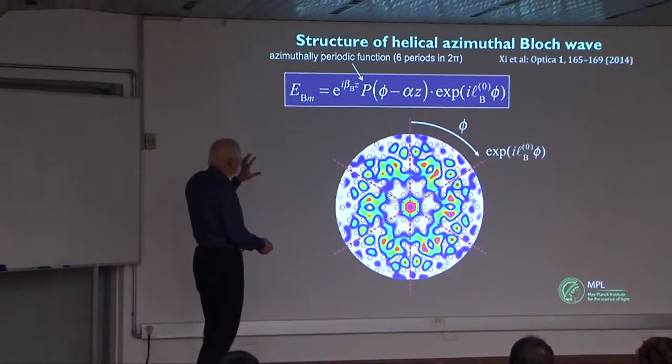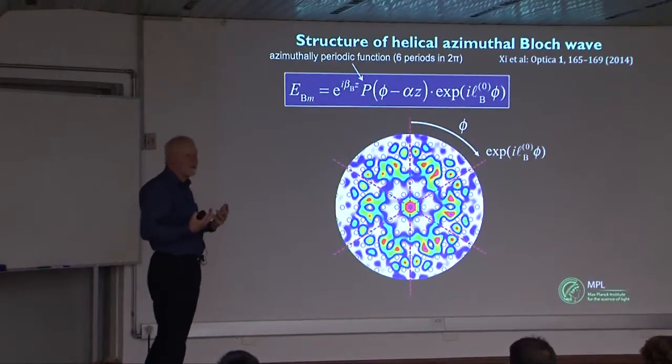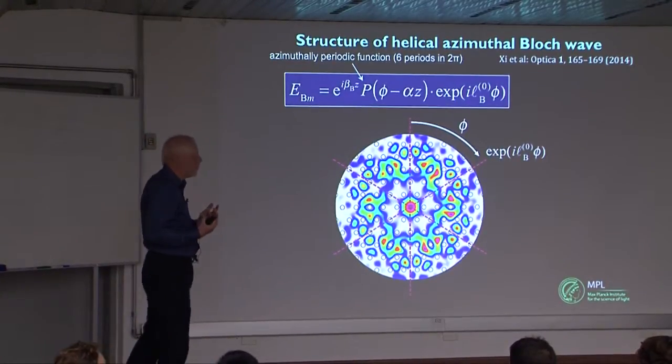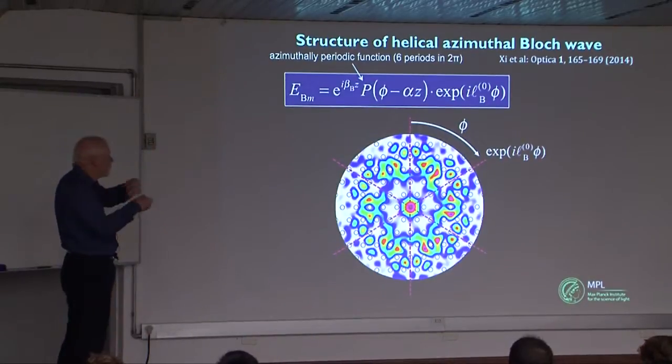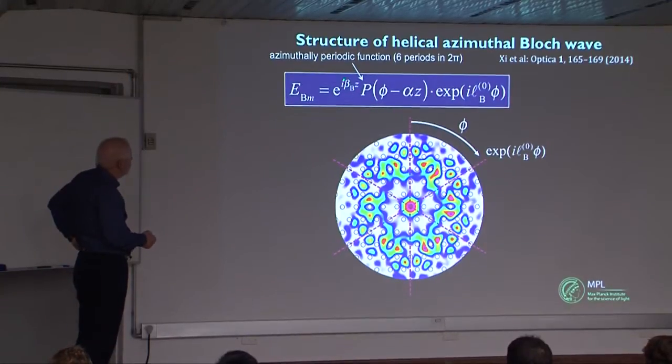Okay, and if you put this into Maxwell's equations, out pop very nice solutions to this problem in this helicoidal, in this sort of helical structure. Okay, you can calculate everything else here. This is the propagation constant of the Bloch wave along the axis, and so on.